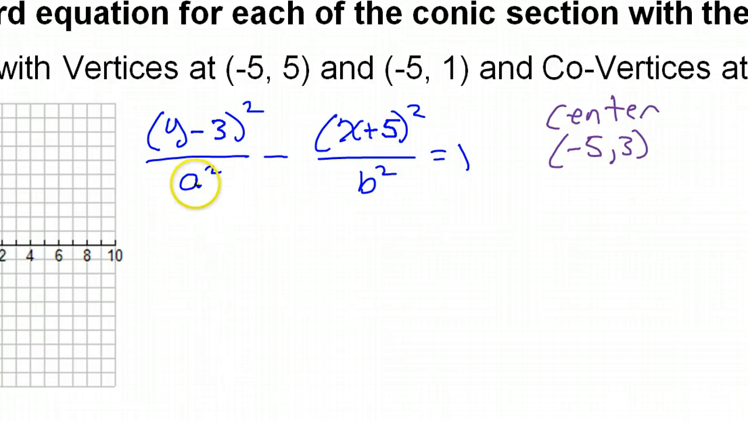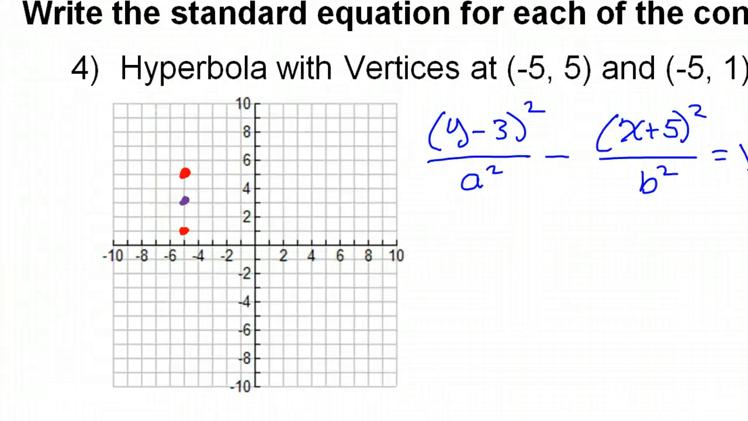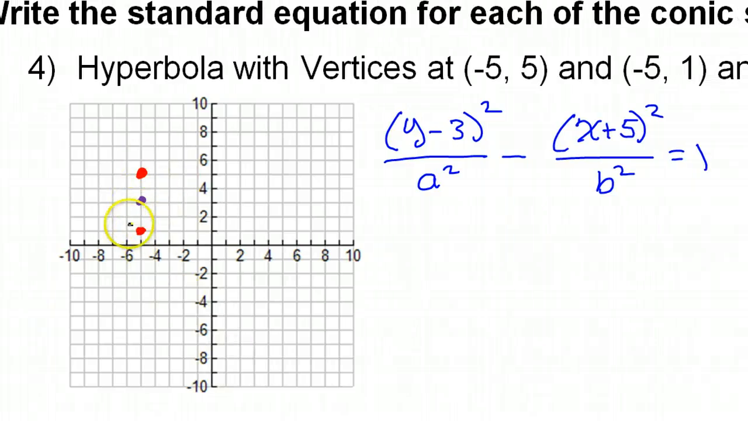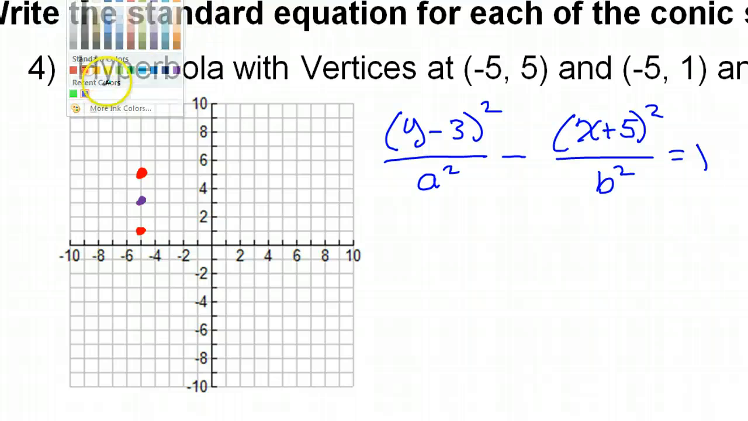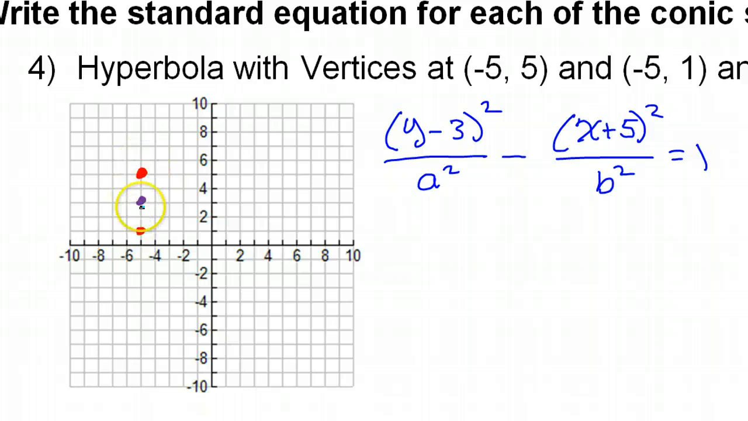We still need our a squared and our b squared. But we can get one of those values straight from the graph, because the a value always pertains to the vertex. So this is the a value. This is up and down, so you know this is the value that goes with the y's. But check it out. Looking at this distance to the center, I know that a is 2. So that means a squared is going to be 4.